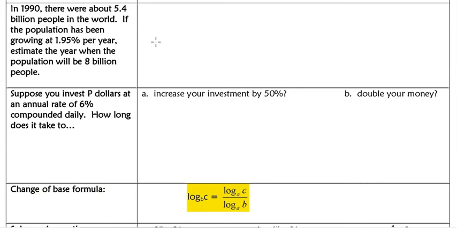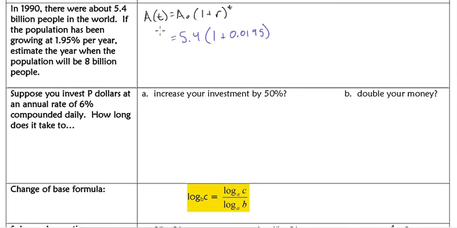And so we've got to set up our A of t is equal to A sub naught times 1 plus the rate to the t power, the time power. Let's start filling in the pieces we know. In 1990, there were about 5.4 billion. That's our A sub naught. And the world had been growing at 1.95%. So 1 plus 0.0195.